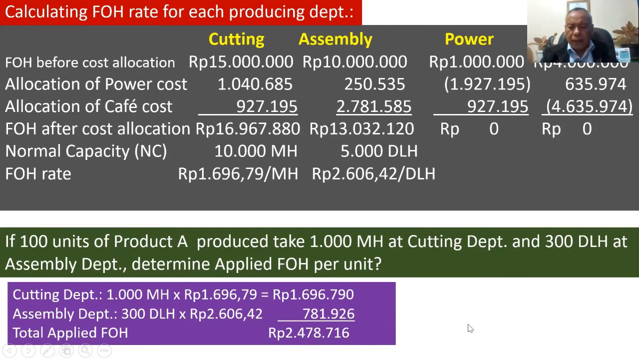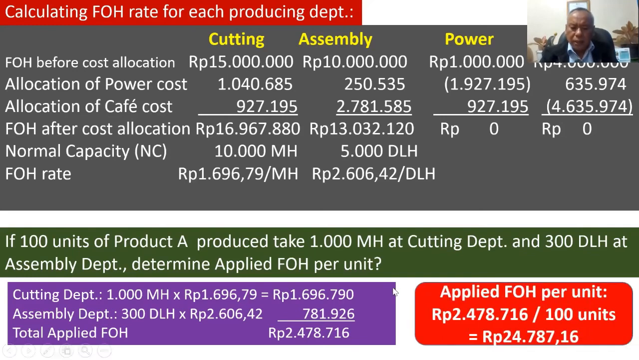So the total applied factory overhead cost is 2,478,716. And then we can determine the factory overhead cost per unit by dividing the total applied factory overhead costs by the units produced. So in this case, the units produced are 100 units. So 2,478,716 divided by 100 units. So we find 24,787.16.